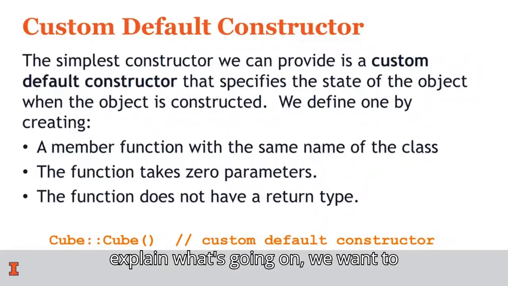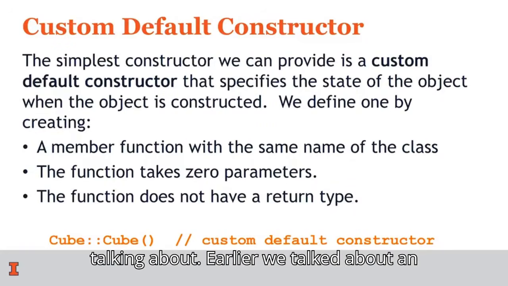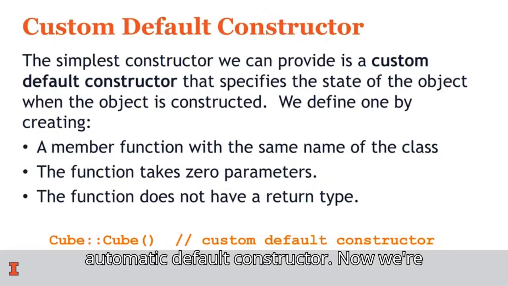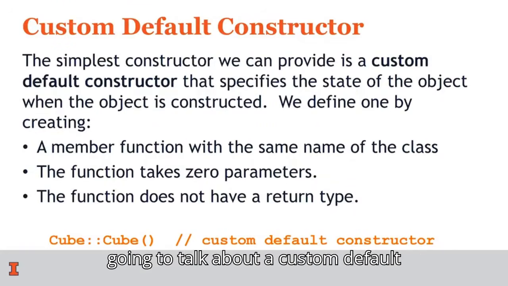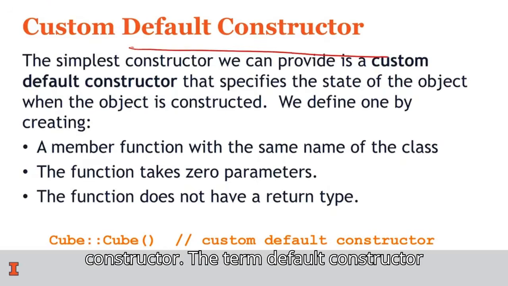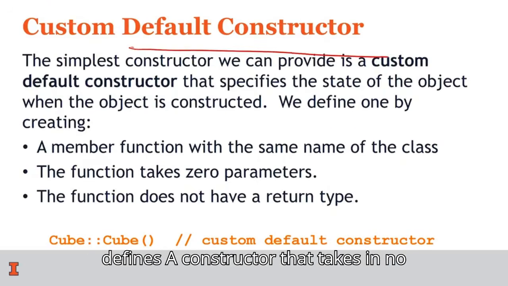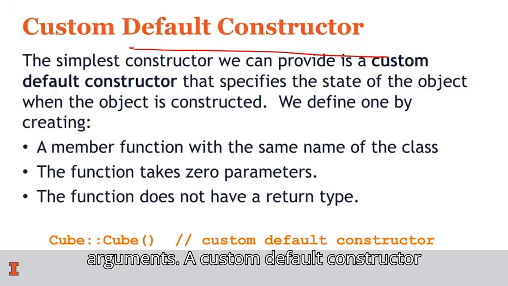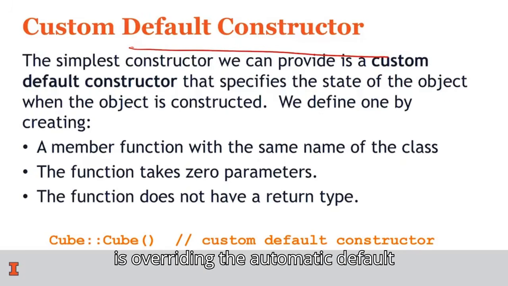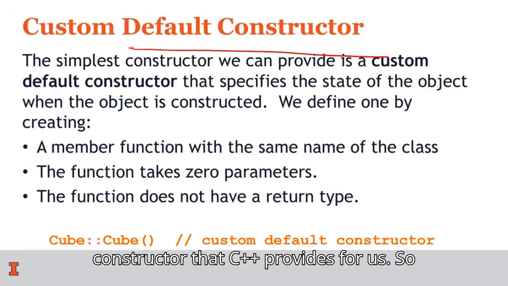To explain what's going on, we want to explain exactly the terminology we're talking about. Earlier we talked about an automatic default constructor. Now we're going to talk about a custom default constructor. The term default constructor defines a constructor that takes in no arguments. A custom default constructor is overriding the automatic default constructor that C++ provides for us.